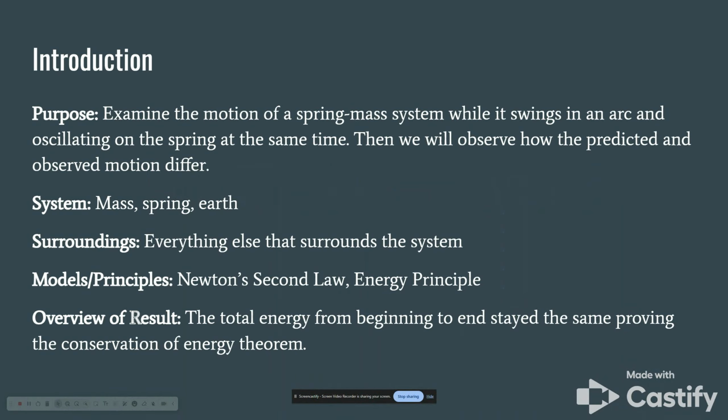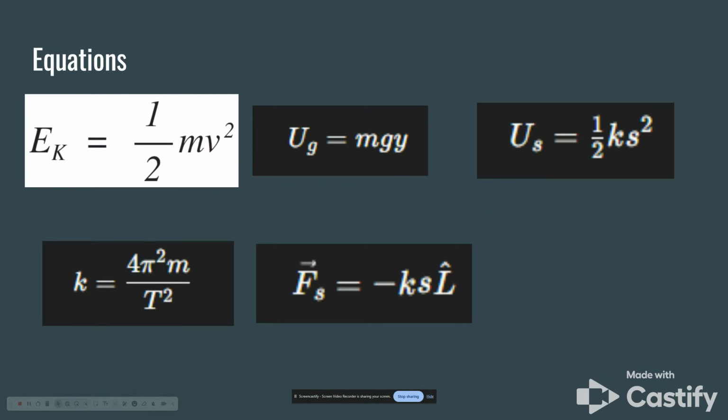And then a brief overview is the total energy from beginning to end stayed the same, proving the conservation of energy theorem. So the equations we use: the first one is kinetic energy, which is just 1/2 mv squared. This is potential energy for gravity, which is just mgy. And then spring potential energy is just 1/2 ks squared, with s being L minus L naught. And then k is equal to the constant, and we'll be able to find that, the oscillation period, and just plug it in to this equation. And this is the spring force, which is just negative Ks times L hat.